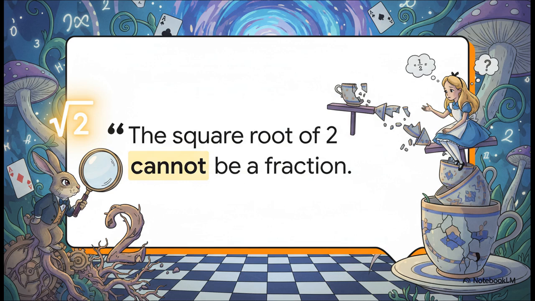And here it is, the mind-bending reveal, a discovery that absolutely shocked the ancient Greeks. The answer is no, it is impossible. The square root of 2 can never, ever be written as a simple fraction. It is, in a word, irrational.